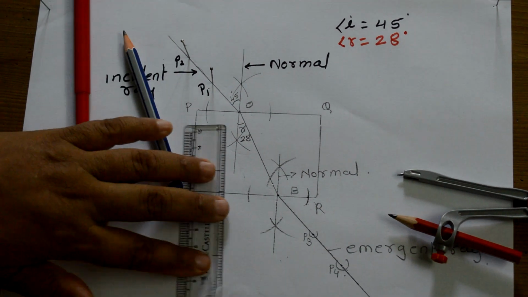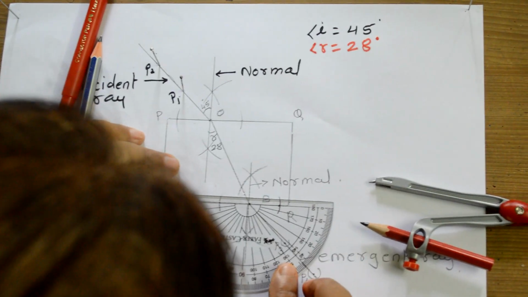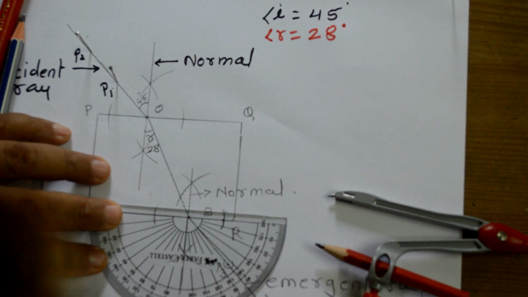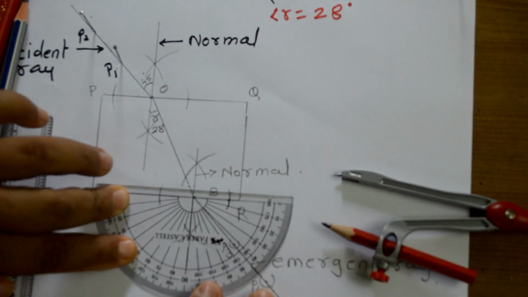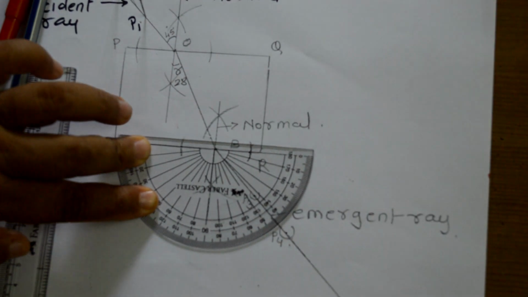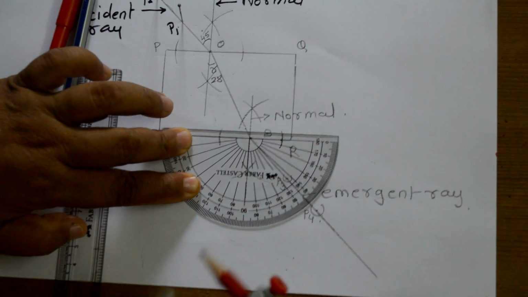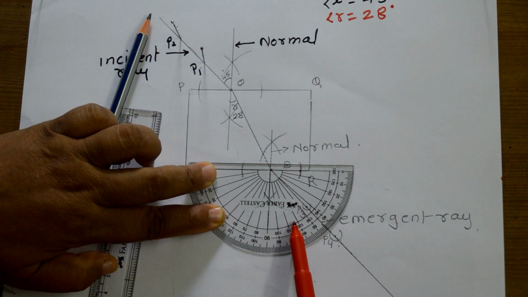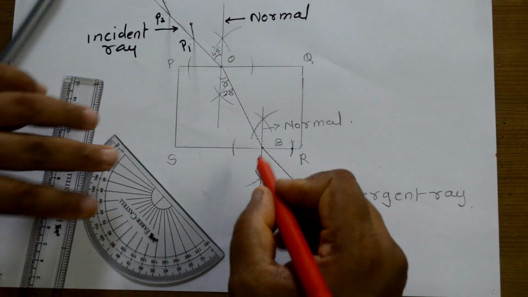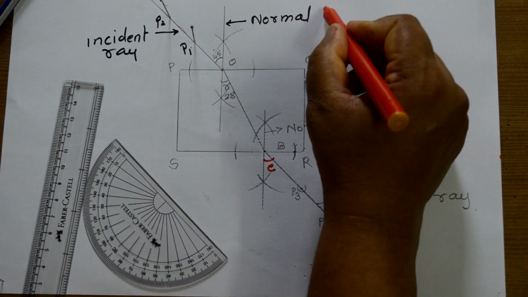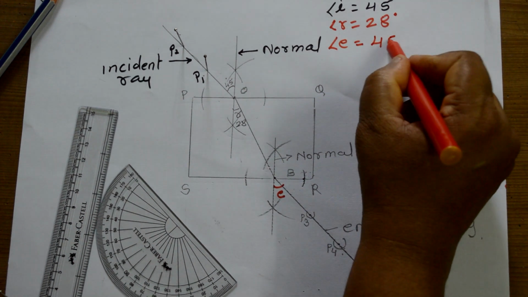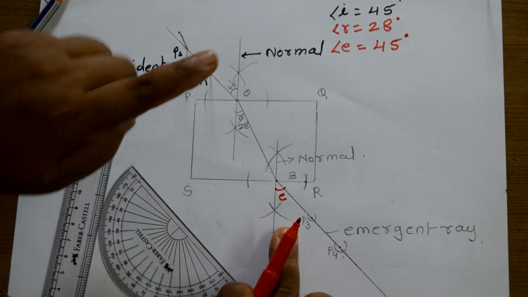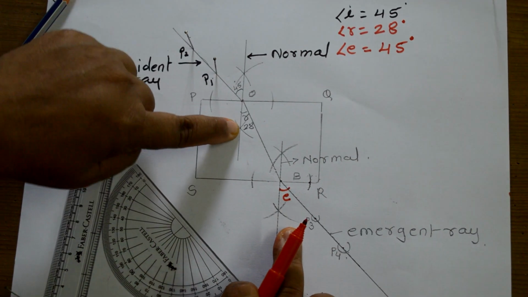Let us measure the angle of emergent. Exactly 45 degree. See children, 10, 20, 30, 40 and 45 degree. Angle of emergence is equal to 45 degree. So angle of incidence is equal to angle of emergence, and angle of refraction we got 28 degree.